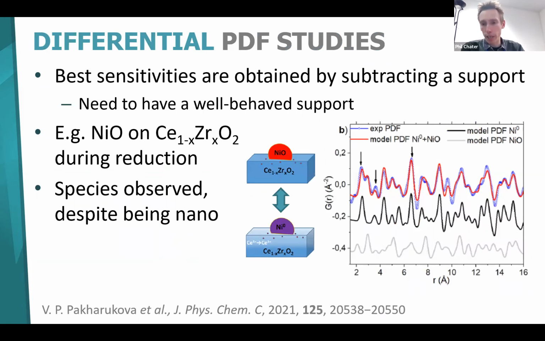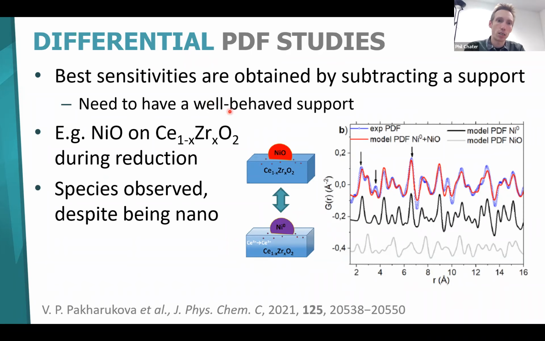These differential techniques are really helpful in PDF. That's the way we generate better sensitivities with PDF, down to the kind of percent levels, by having something to subtract from your data. So if you have your material of interest in a solution, then we can measure the solution separately and subtract that signal. If you have a particle of interest on a support, then we can measure the support separately and subtract that signal and get back to the information that you're interested in.